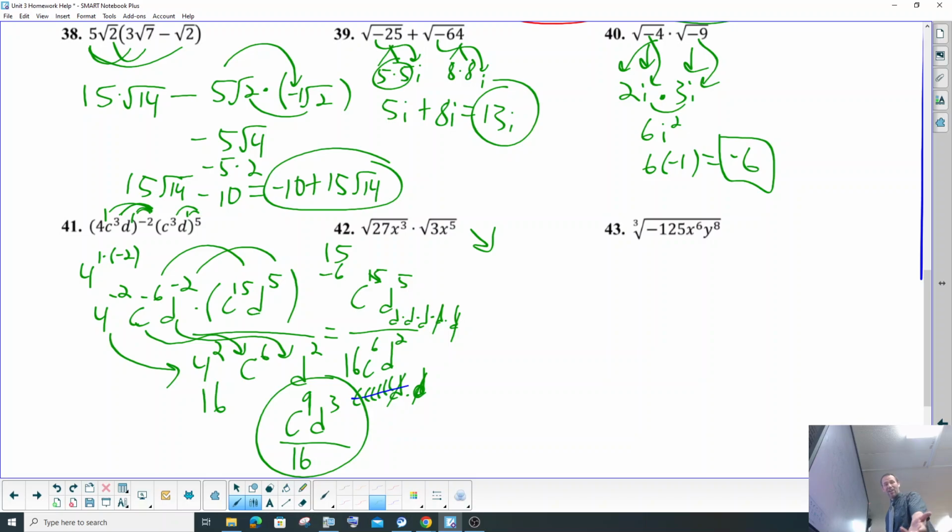Okay, last but not least, we're almost there. So they're underneath the radicals, so we can multiply them together. So we get the square root of 27 times 3 times x to the third times x to the fifth.